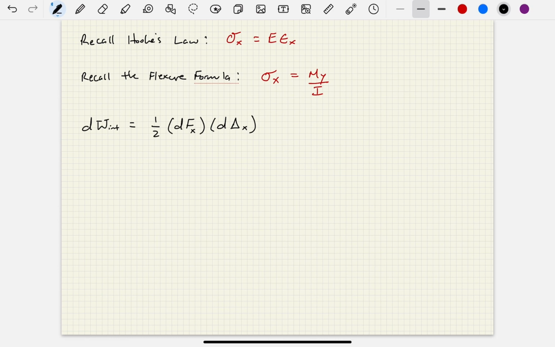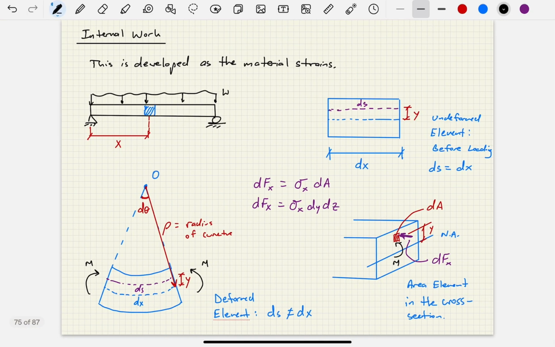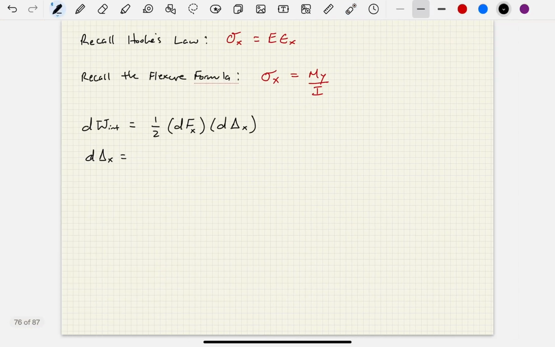Now, what is d delta sub x going to be? That's an elongation of some sort, okay? So this is going to be an elongation or a deformation at this location, all right? So how can I express d delta x? Well, that's just strain epsilon x times dx.